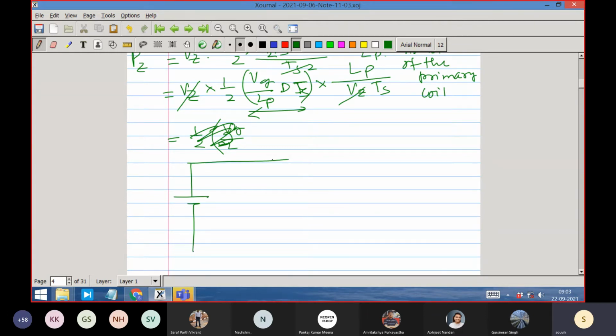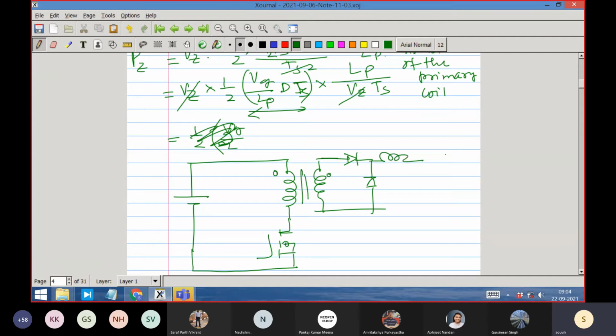Now all changes will be in the reset circuit. Think only from that point of view. And this is the switch, right? First, let me draw what we have drawn earlier. That is diode. This is diode. This part is unchanged, right? It's a Buck-derived converter, right?